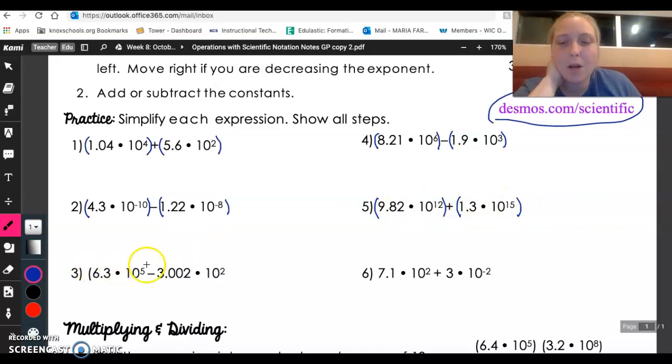Okay, so again, I'm not going to go over how to do this with you. If you need to know how to do it, then you can go back to our notes and your notes/homework from yesterday, and look over that again and see how we did it there. So right now you need to pause the video, and you're going to do numbers 1 through 6, adding and subtracting numbers in scientific notation with your desmos.com/scientific calculator. Go ahead and pause the video now.